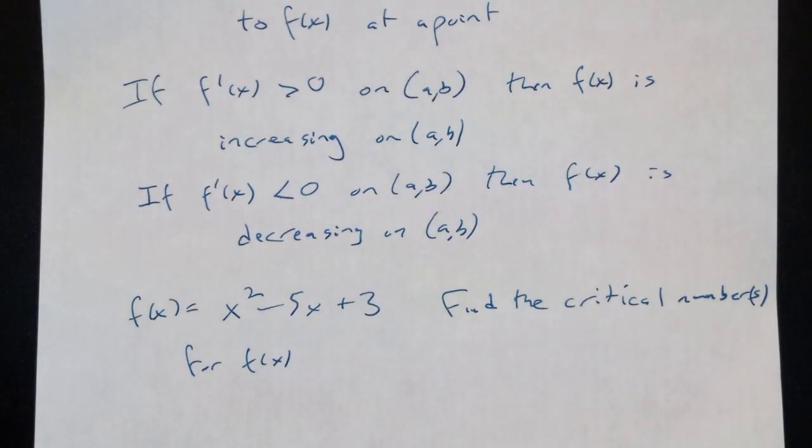Now, just like in the last section, I should be able to look at both kinds of critical numbers. Critical numbers where my function's derivative is 0, and critical numbers where my function's derivative doesn't exist.